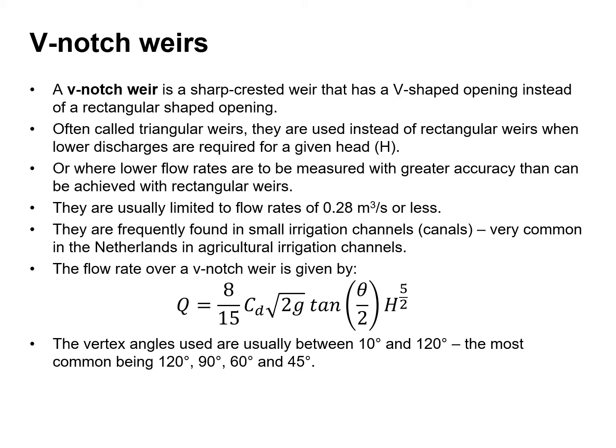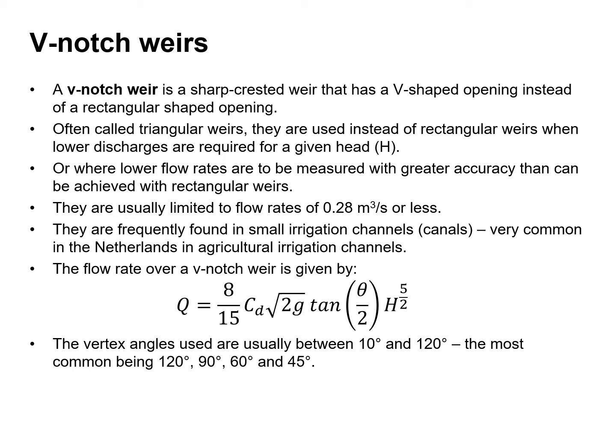They are usually limited to flow rates of about 0.28 cubic meters per second or less. They are frequently found in small irrigation channels, and they're very common in the Netherlands in agricultural irrigation channels. The flow over a V-notch weir can be given by the equation shown below. The vertex angles are usually between 10 and 120 degrees, the most common being 120, 90, 60 and 45 degrees.